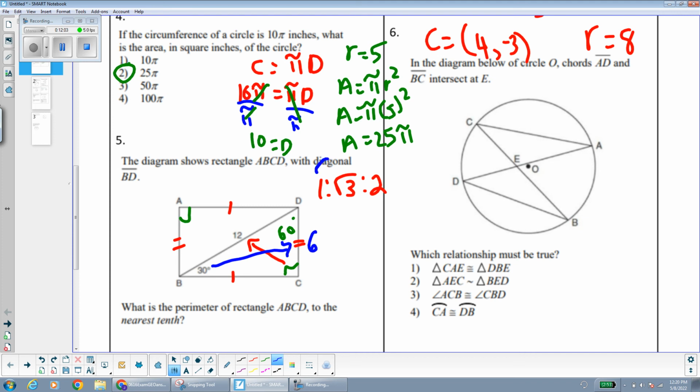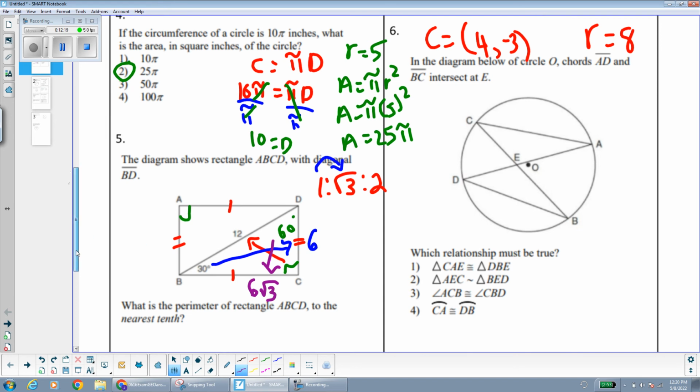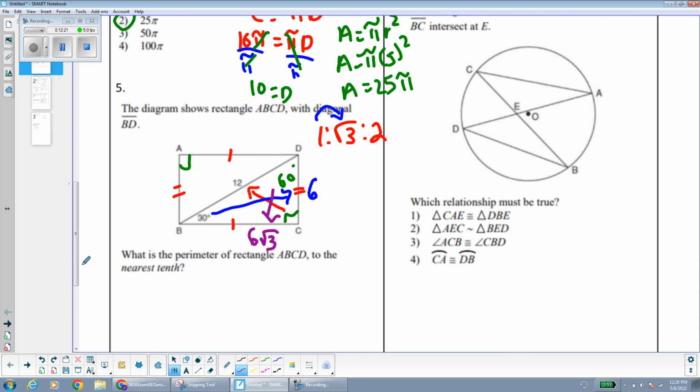And to get from the shortest side to the middle biggest side, we multiply by radical 3. So the middle biggest side across from the 60-degree angle should be the shortest side times radical 3, or 6 radical 3. So now we can find the perimeter of the rectangle because opposite sides of the rectangle are congruent.